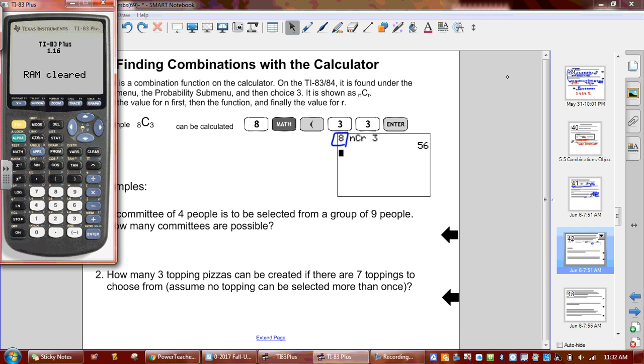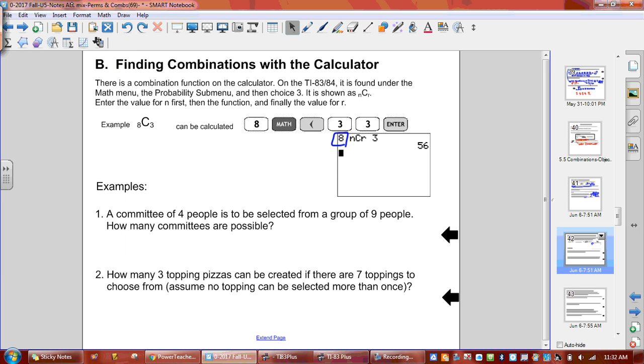Okay, so we have to click the 8 first. So I'm going to put an 8, then you hit your math button. Now instead of using your right arrow to go all the way across the top, if you just hit the back arrow, it goes to probability right away. And then we just go down to number 3. And now we want 8C3. I'm going to put a 3, and now we hit enter. Okay? So we get 56 different choices. So that's how we type it into the calculator.